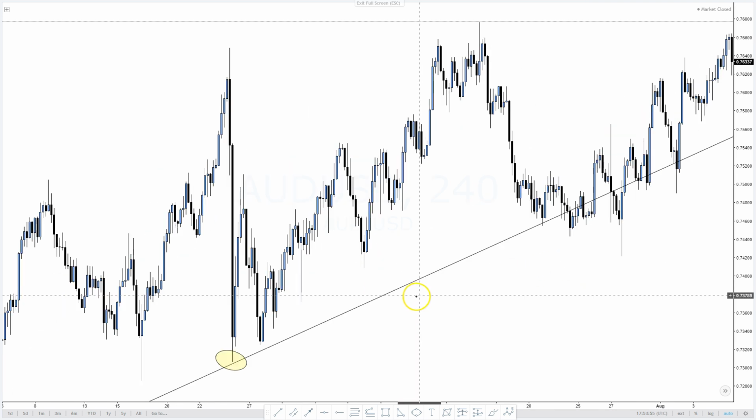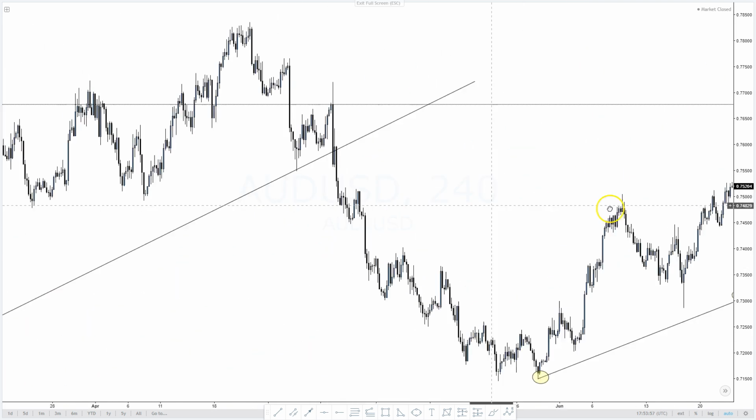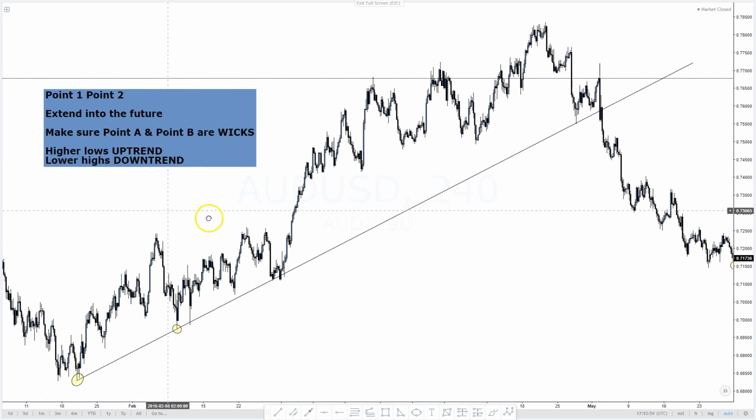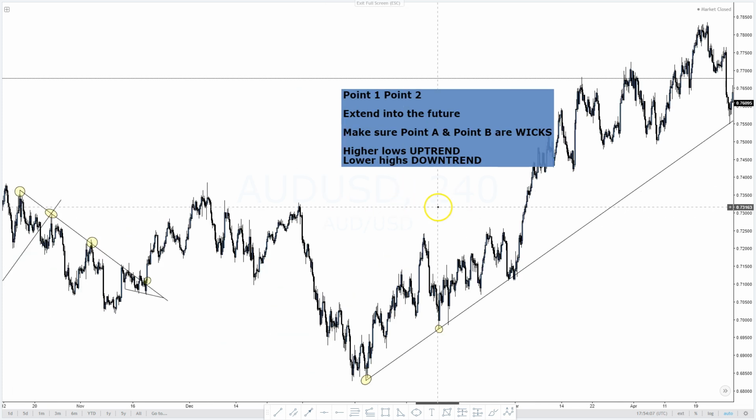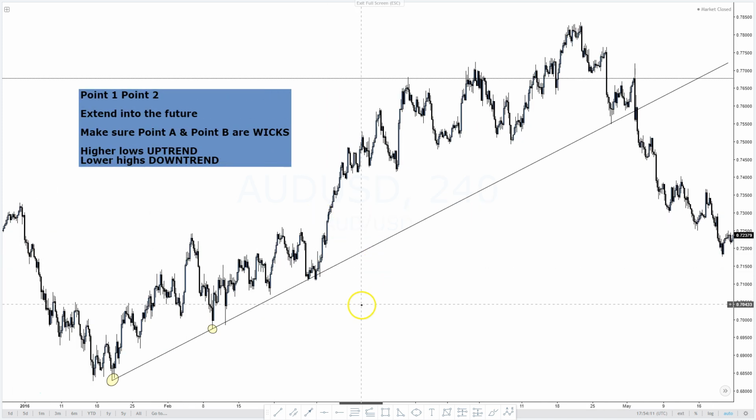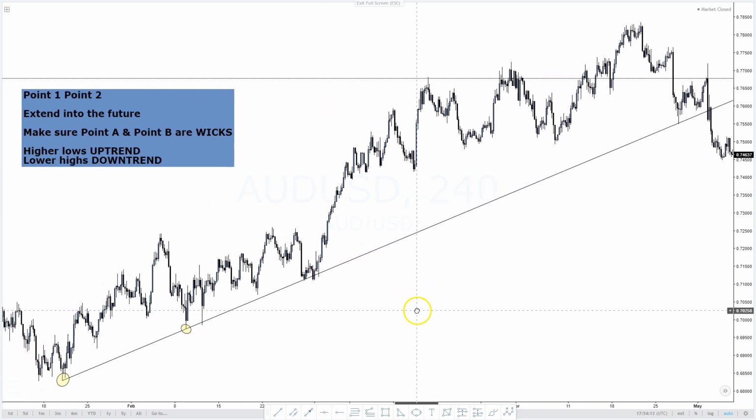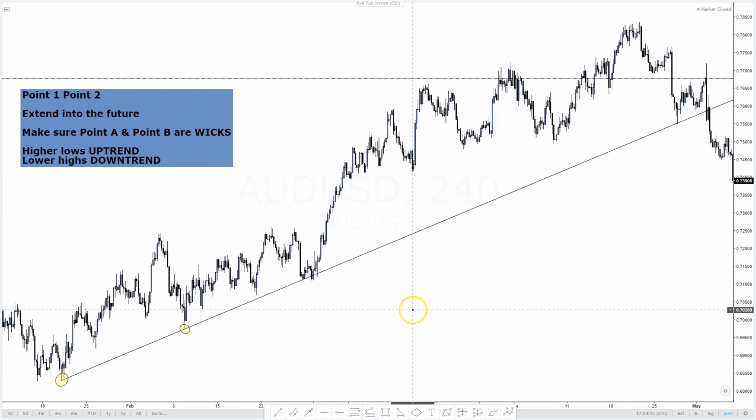I don't know, there's not much to say besides those rules that I gave you. So these are the rules. Make sure point A and point B are wicks. You know, higher lows in an uptrend, lower highs in a downtrend. Extend into the future so you can see the reactions. And yeah, it's pretty simple, guys. Don't complicate it, please. Don't overcomplicate it. Just basically use the trend lines as a guide.